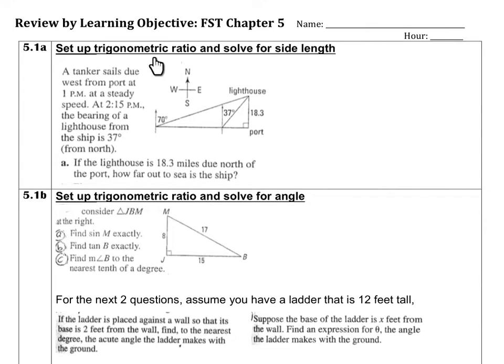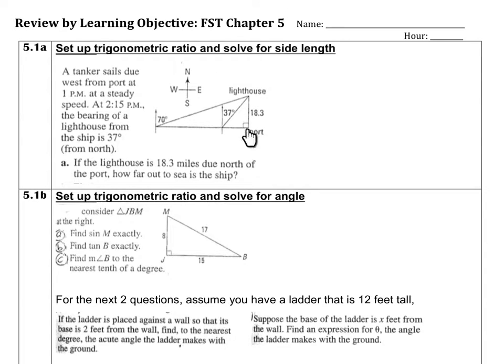5.1a wants us to set up a trigonometric ratio and solve for a side length. So here we have a tanker that sails due west from a port at 1 p.m. So here's the port that they're starting off, and they're going due west at 1 p.m. at a steady speed. So they're going this way. At 2:15, the bearing of the lighthouse from the ship is 37 degrees.